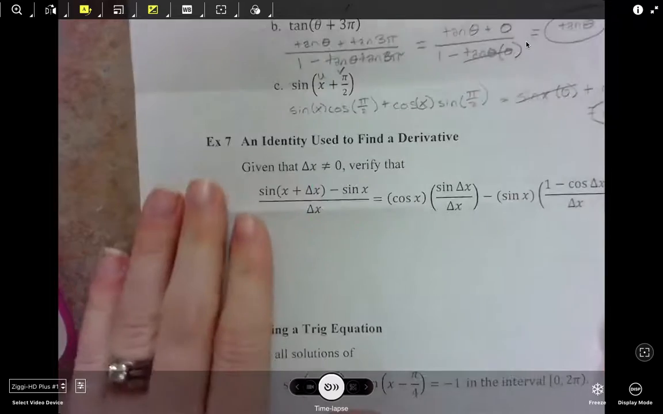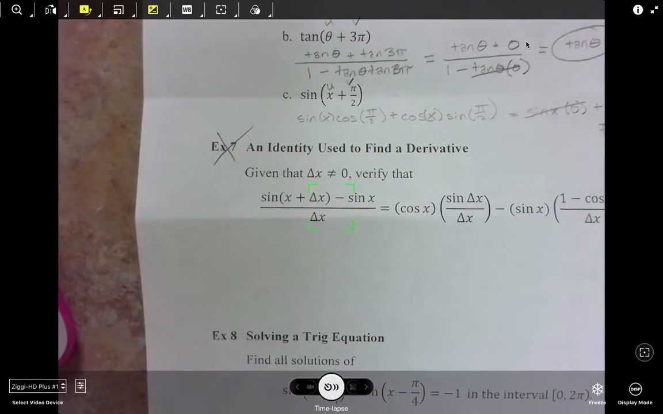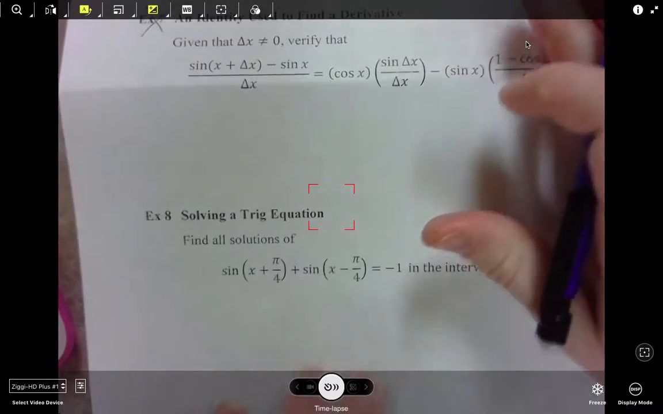Okay. Example 7 I'm going to skip. This involves the longhand way of finding a derivative, which is what we did in section 4.1, and I said you would hate that until we got to the shortcut. So I'm going to skip that problem, but we're going to go down to this one here.